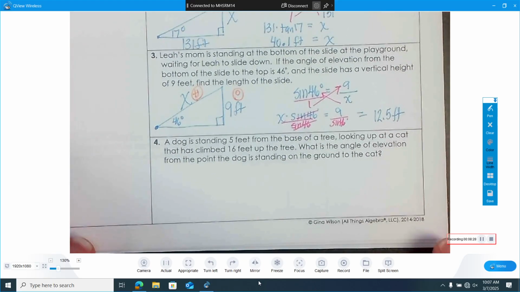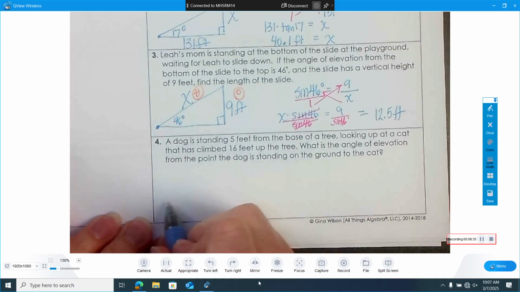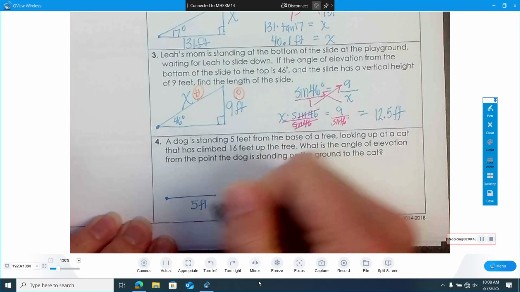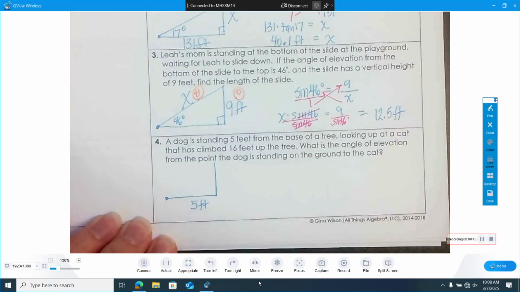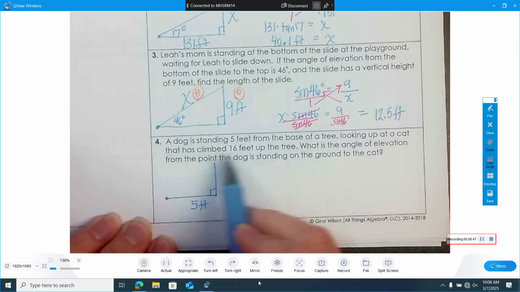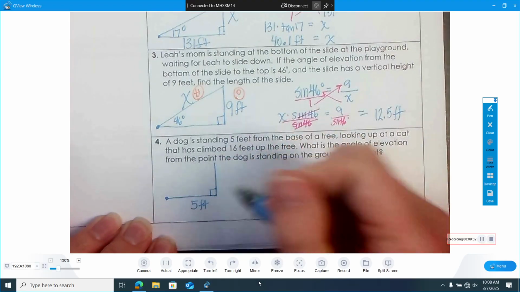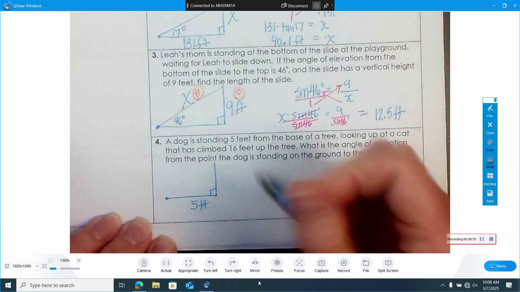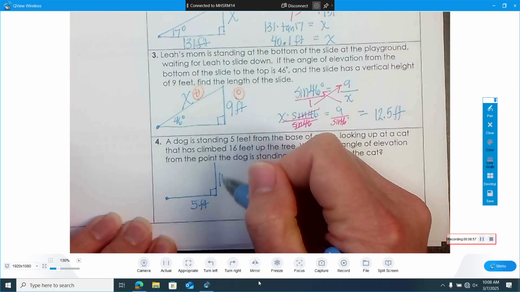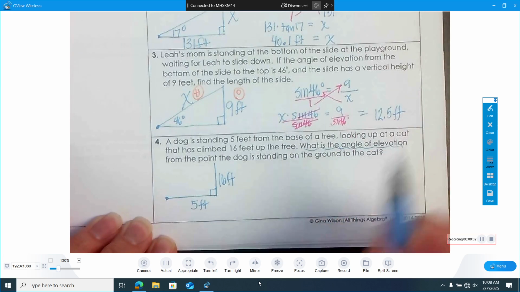All right, let's do number 4 also, because it's a little different. A dog is standing 5 feet from the base of a tree. So here's our doggy. He is 5 feet away from the base of a tree. So here is our tree. Looking up at a cat that has climbed 16 feet up in the tree. What is this vertical that we're looking at? The tree, 16 feet up. Very good. What is the angle of elevation?